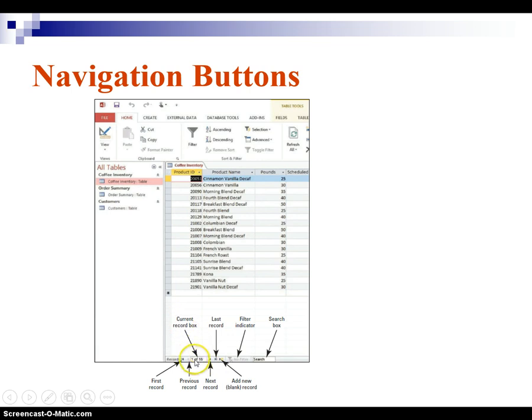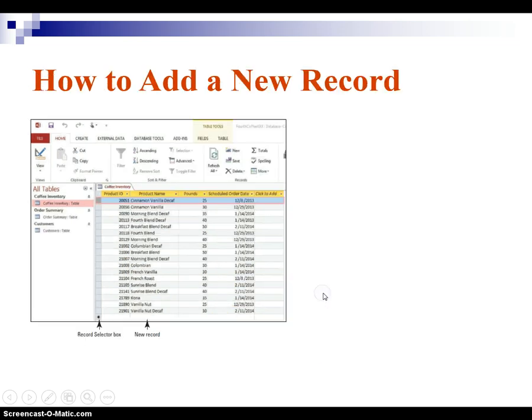Where it says current record box, it says 1 of 18. It lets you know that you're at the first one out of 18 records. It lets you know how many of them. You can also see there's a filter indicator here. If there was a filter showing, then it would show you that there is a filter. And also, if you needed to search, you could type what you needed to search for, an entry or record that you needed to search for.